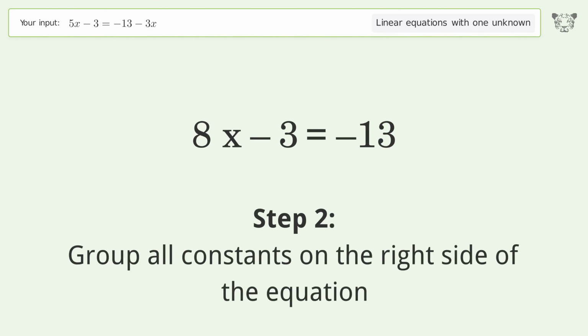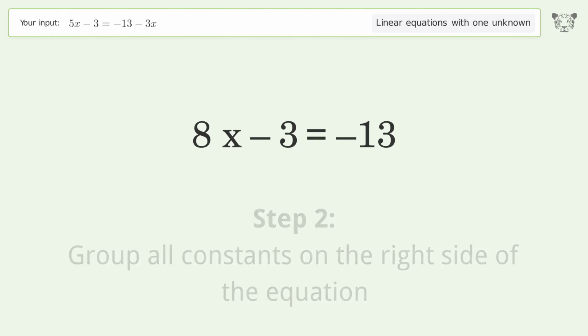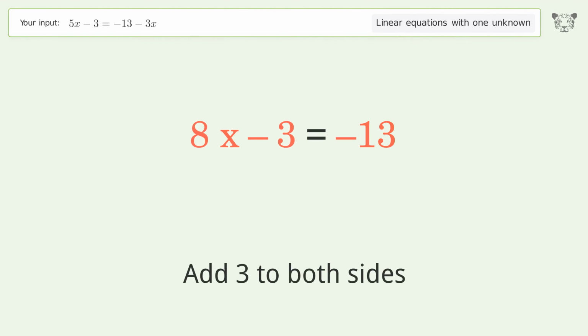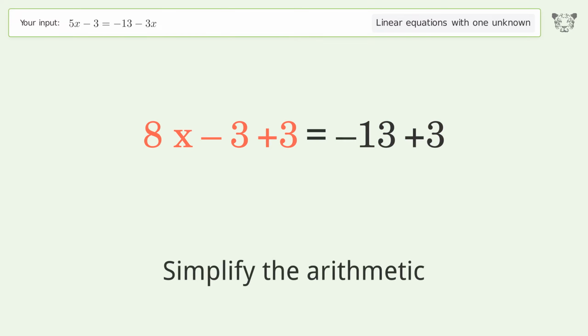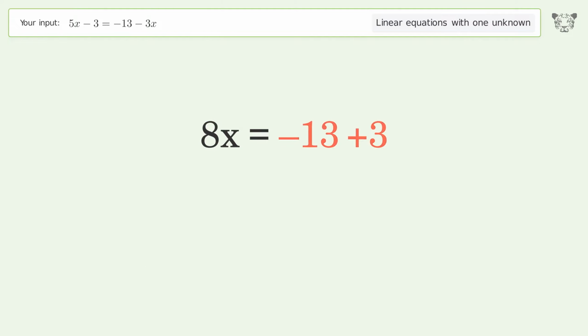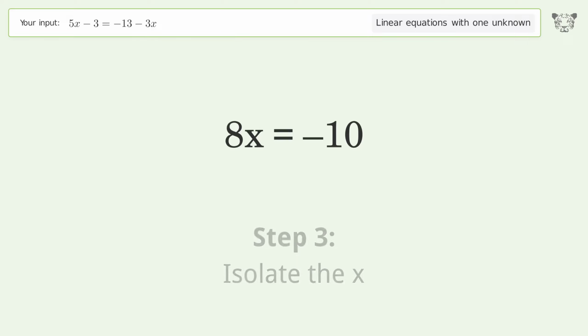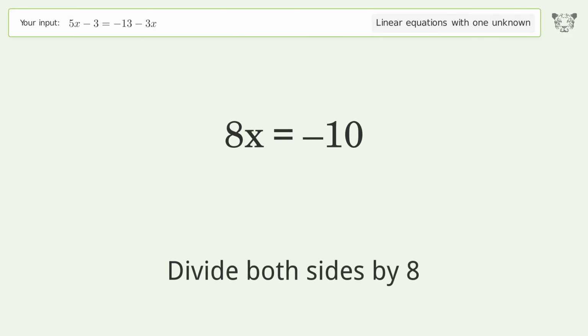Group all constants on the right side of the equation. Add 3 to both sides. Simplify the arithmetic. Isolate the x. Divide both sides by 8.